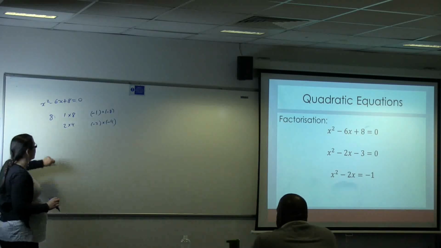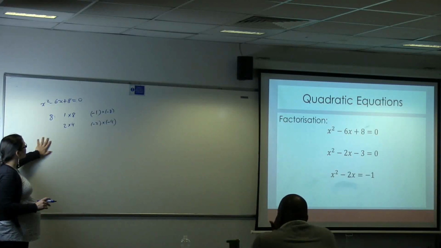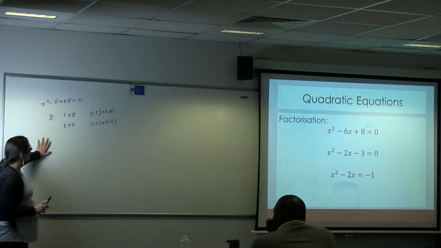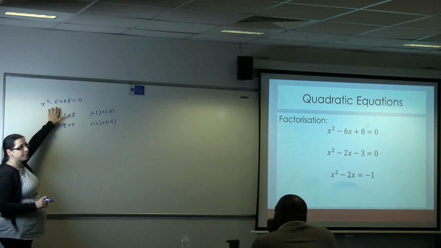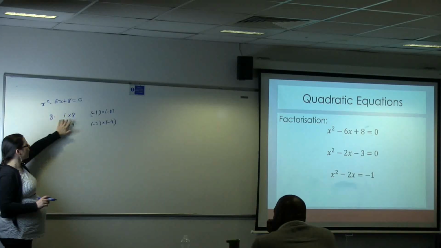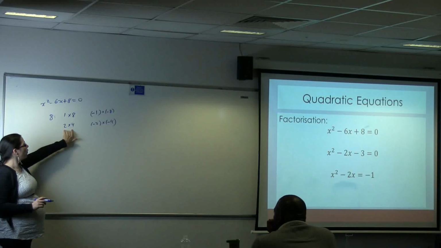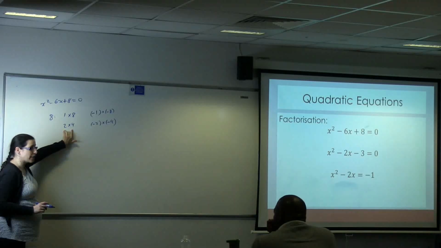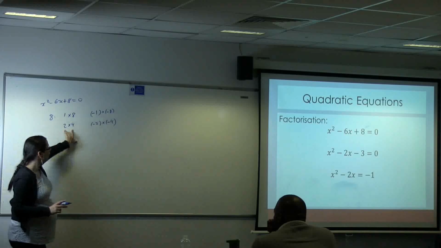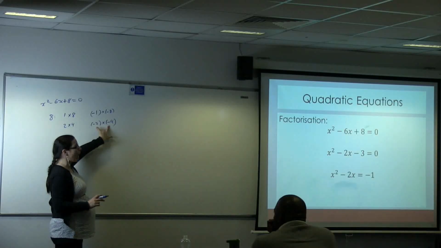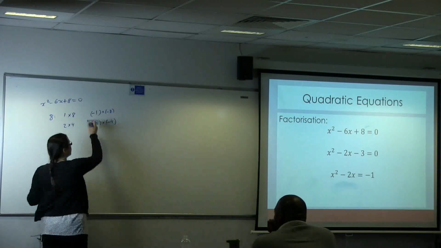Now, the next thing you want to see is which two numbers to add together that would give you the negative 6. So 1 plus 8 would give me 7. That's wrong. 2 plus 4 would give me positive 6. So I'm almost there. And minus 2 minus 4 gives me the negative 6. So that is what I'm looking for.